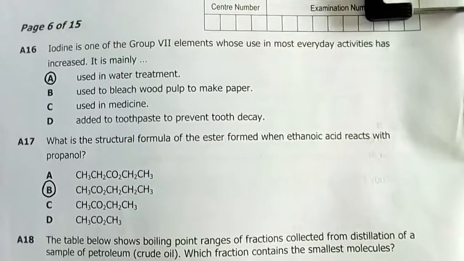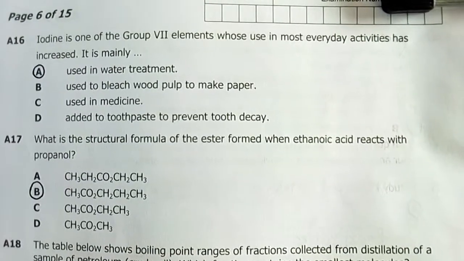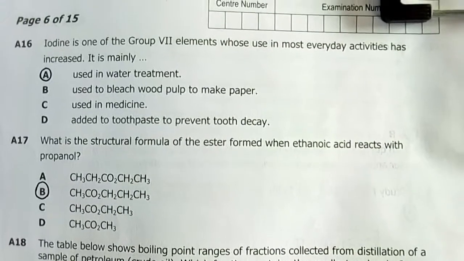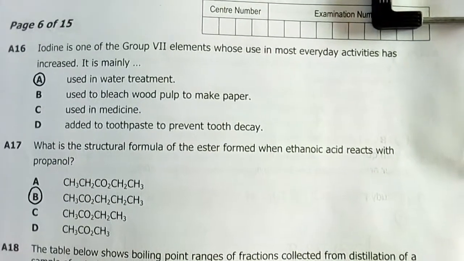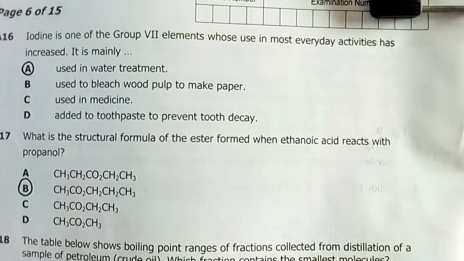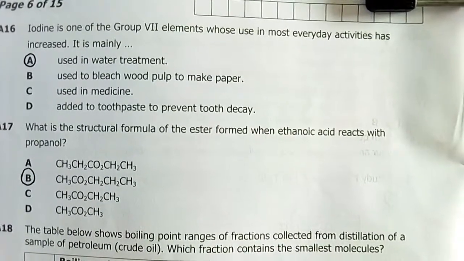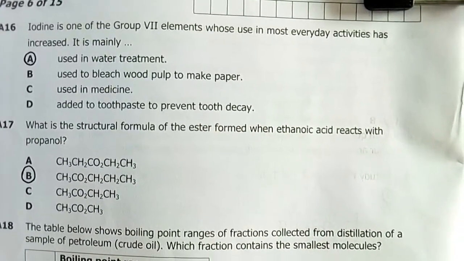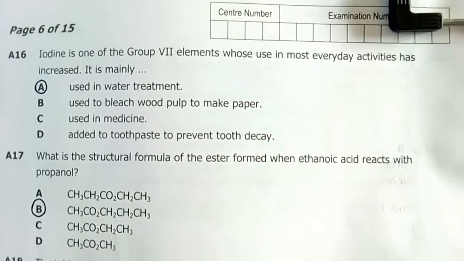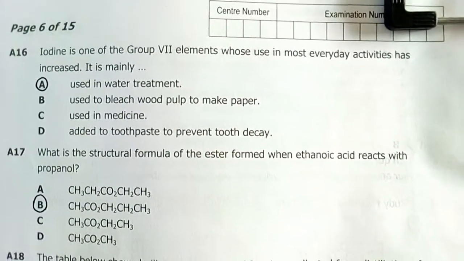Number 16, iodine is one of the group 7 elements whose use in everyday activities has increased. It is mainly used in water treatment. Yes, it's mainly used in water treatment. Number 2, used to bleach wood pulp to make paper, used in medicine, added to toothpaste to prevent decay. No, this one is fluorine. Treatment of water, used in water treatment. Our answer there is A. Although chlorine can also be used, iodine can also be used to treat water.